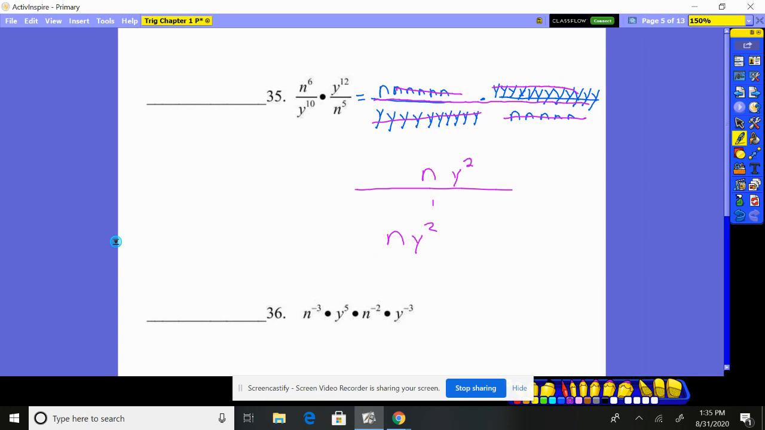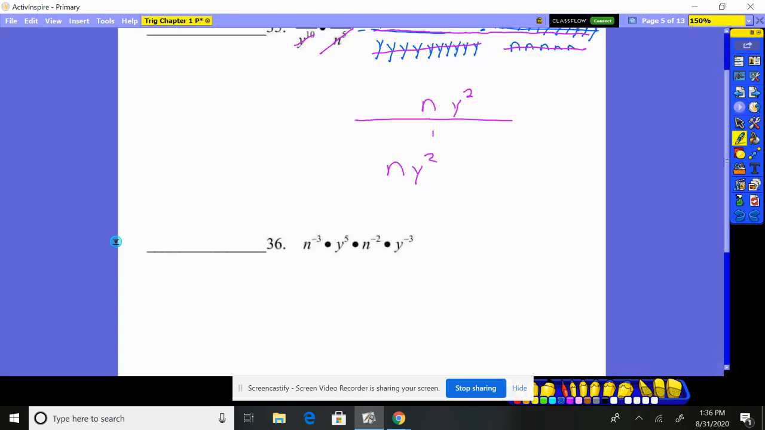Now, looking at this personally, I could see that there were 10 here, 12 here. So I know that basically all 10 are going to cross out and leave me with 2 left there. With the n's, there's 6 here, 5 here, so I can see those 5 are going to go away and leave me with 1 up top. And I can see that I'm having ny squared over 1, which just is ny squared.